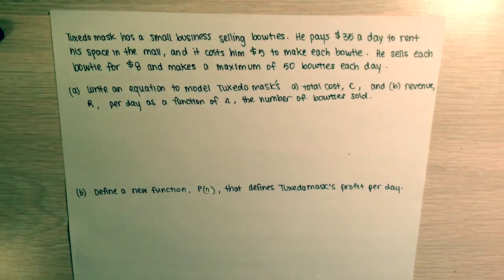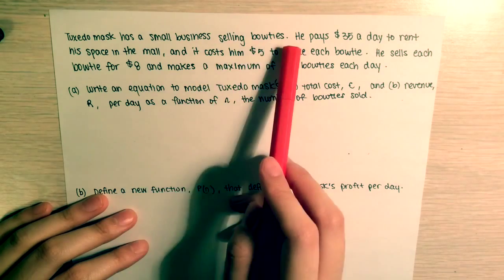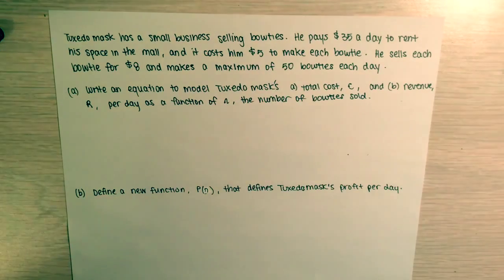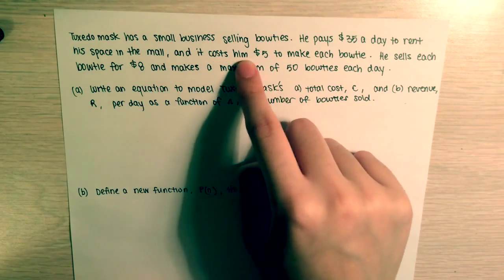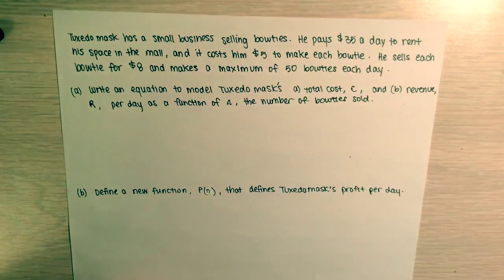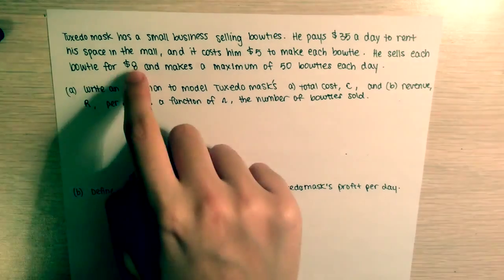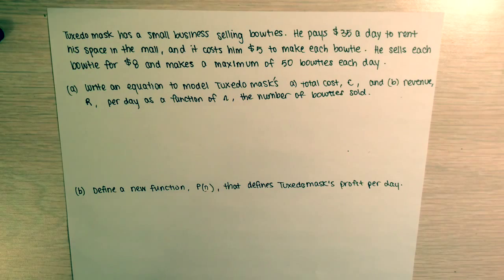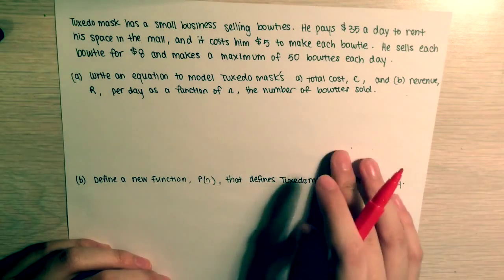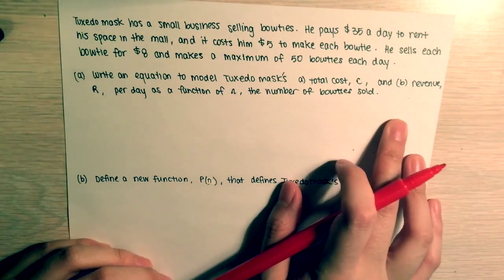Okay, so our good old friend Tuxedo Mask has a small business selling bow ties. He has to pay $35 a day to rent his space in the mall, and it costs him $5 to make each bow tie. He sells each bow tie for $8, and he makes a maximum of 50 bow ties each day. The first part says to write an equation to model Tuxedo Mask's total cost, defined as C, and revenue, defined as R per day, as a function of N, which is the number of bow ties sold.